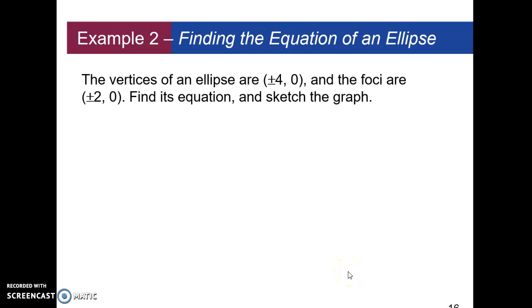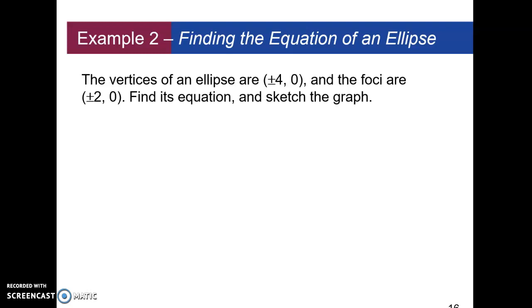Here in example 2, we're given the coordinates of the vertices of an ellipse and the coordinates of the foci of the ellipse. And we want to find the equation and graph it. So first notice that the vertices and foci are both on the x-axis.